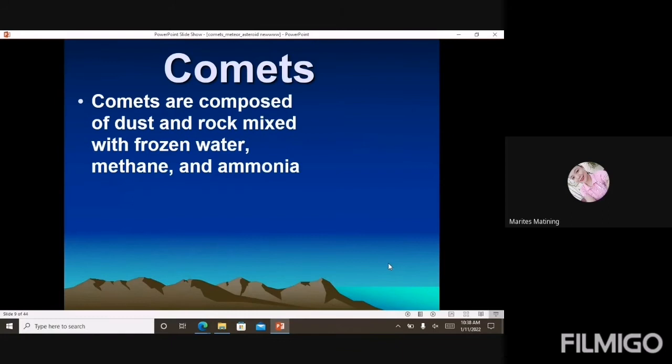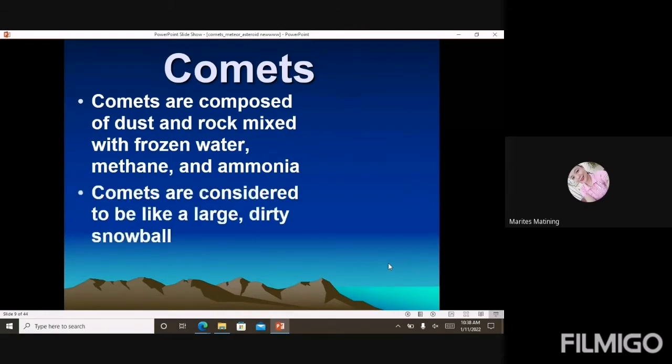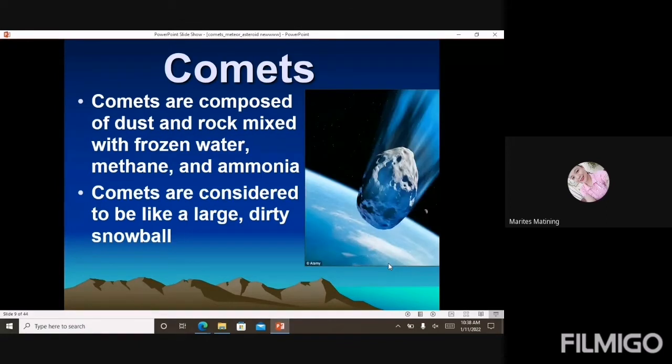So, comets are composed of dust and rock mixed with frozen water, methane, and ammonia. That's the composition of comets. Comets are considered to be like a large, dirty snowball. Ayan, yung kung i-describe natin si comets, large, dirty snowball.